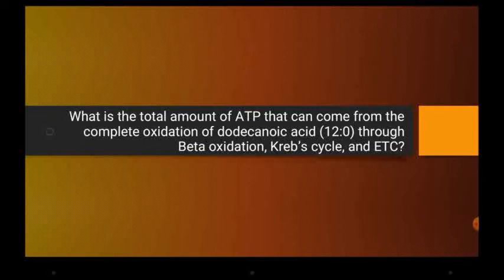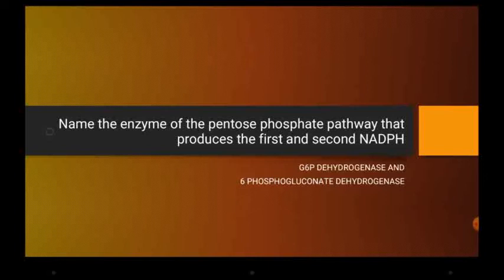The next question: name the enzyme of the pentose phosphate pathway, PPP, that produces the first and second NADPH. Well, the answer: glucose-6-phosphate dehydrogenase and 6-phosphogluconate dehydrogenase. That's the answer.